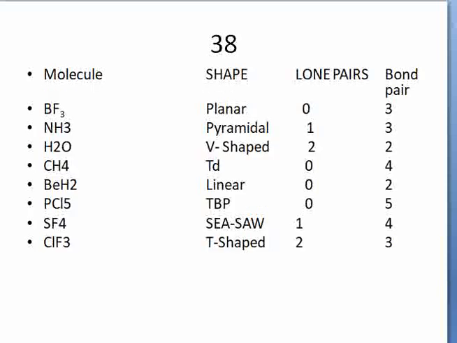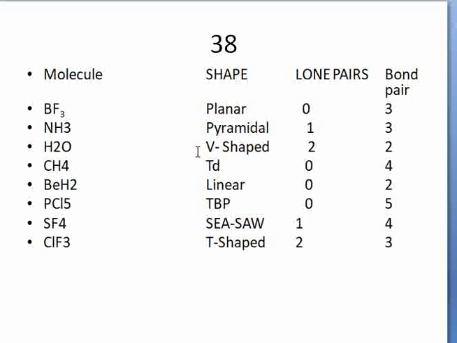Okay, next, this is from the VSEPR theory: number of lone pairs. I have given only the important points here. For a molecule, the shape, the lone pairs and the bond pairs. BF3 is a planar molecule with 0 lone pairs and 3 bond pairs. NH3 is pyramidal, 1 lone pair and 3 bond pairs. H2O is V-shaped, 2 lone pairs and 2 bond pairs.